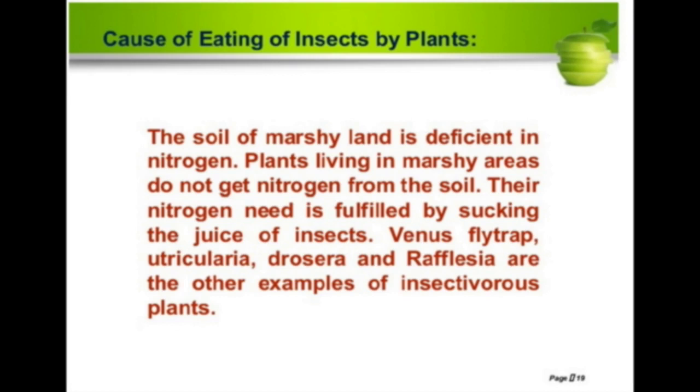The giant pitcher plant, which is believed to be the world's largest meat-eating shrub, attracts even rodents and frogs, and it can digest such big frogs and even rats also. So this is about the insectivorous plants.